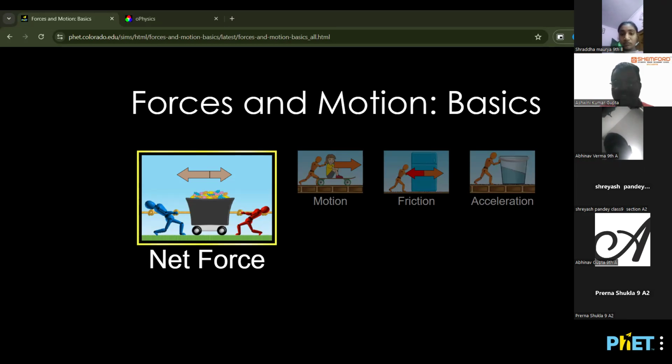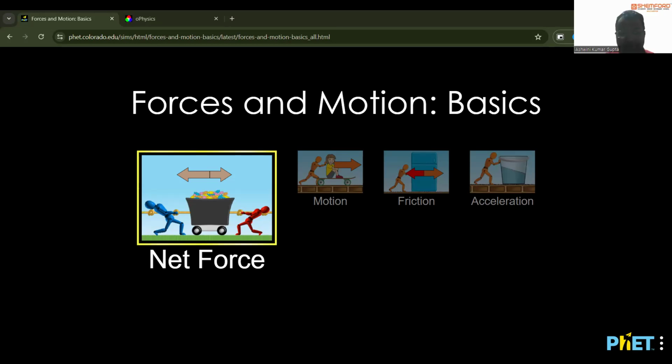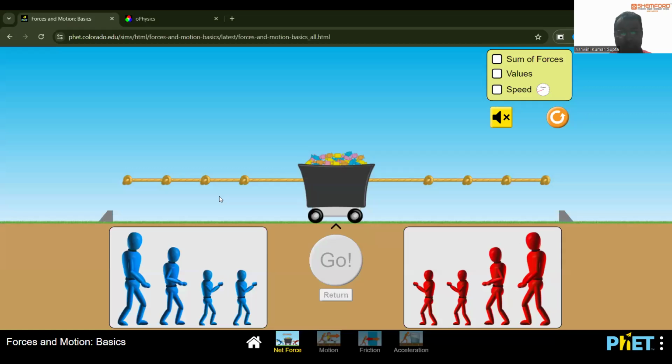Okay, so I think this screen I'm sharing is very much clear to everyone. So let's see about the balanced force and the unbalanced force. Non-balanced is not properly correct, it's an unbalanced force.